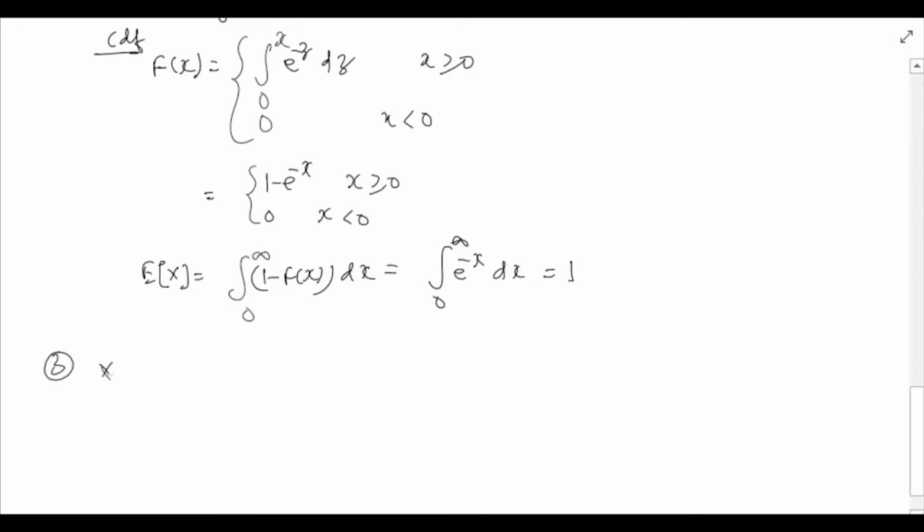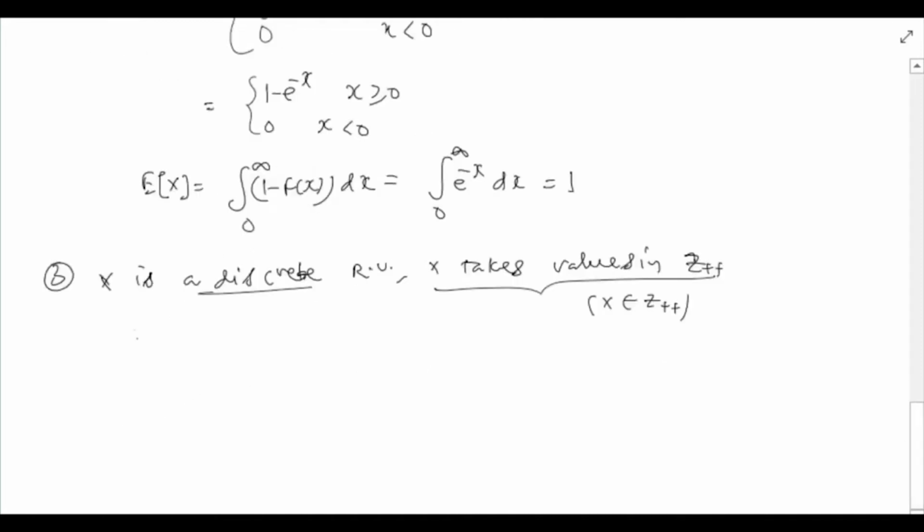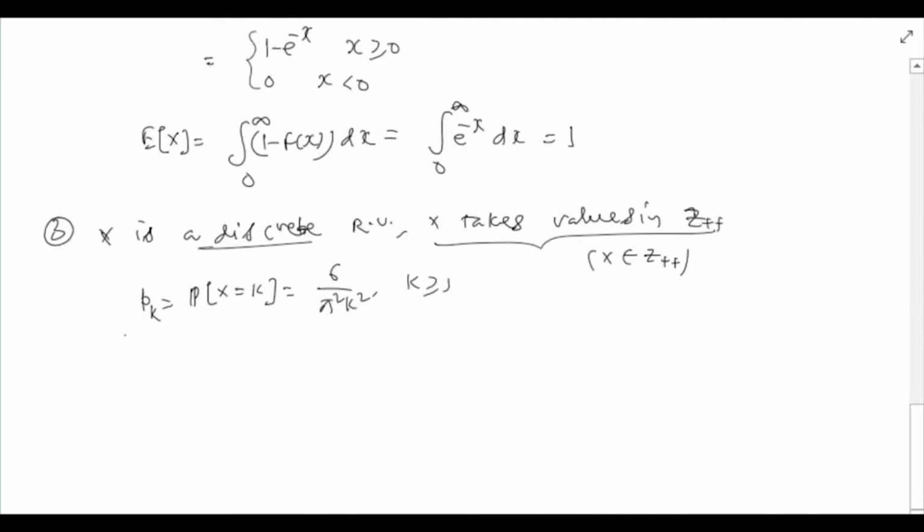Let's now see another example. Say that x is a discrete random variable and x takes values in Z plus plus. This fact that x takes values in Z plus plus is often written in short simply as x belongs to Z plus plus. Okay, and probability mass function of x is given as follows. Pk, that is the probability that x is equal to k, is 6 by pi square k square. This is for all k greater than or equal to 1. It can be checked that the summation of pk, k greater than or equal to 1, is 1.